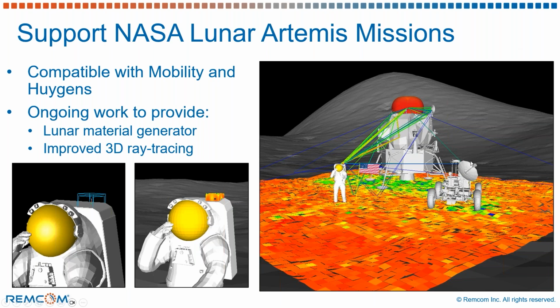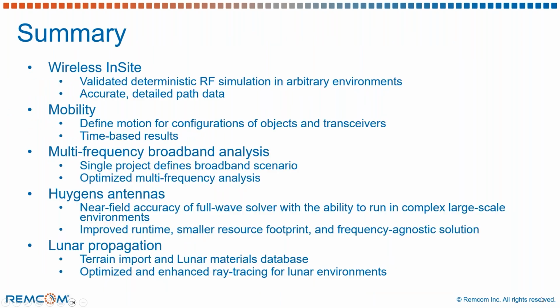Okay. Ongoing support for the NASA lunar Artemis missions. All this lunar capability is compatible with mobility and Huygens. This can be relevant for communications, you know, with rovers or between a rover and perhaps an astronaut as a side link, etc. So yes, as I said, this work is ongoing to better capture antenna performance while it's mounted on a backpack. All those things are work that's ongoing.